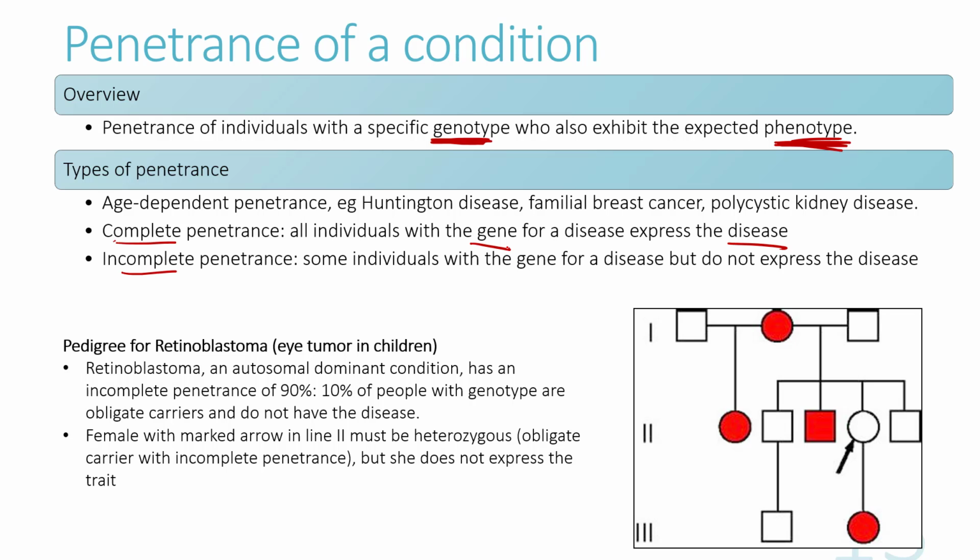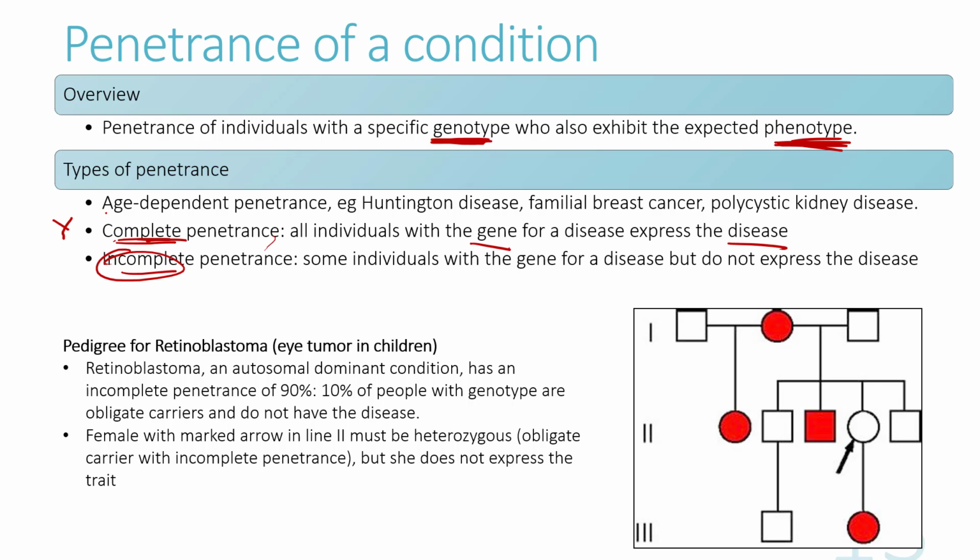So for example, if you have the gene for, I don't know, condition X, and condition X has incomplete penetrance, that means some people actually end up with condition X and other people end up without condition X. They look normal. Whereas if condition Y has complete penetrance, that means everyone with the gene for condition Y ends up with the disease expressed by condition Y, right?